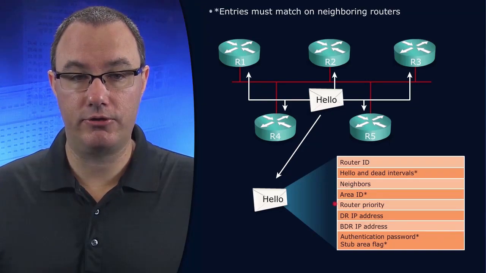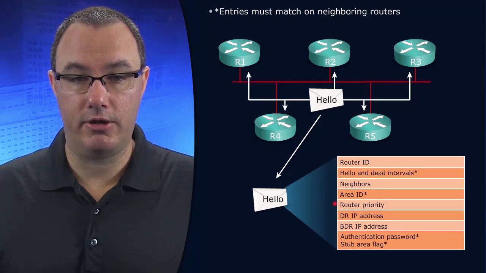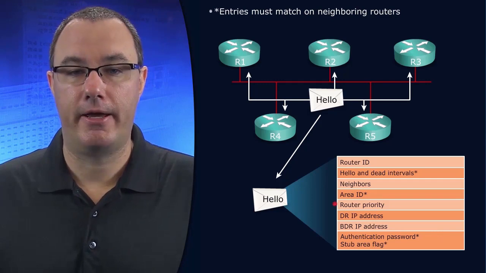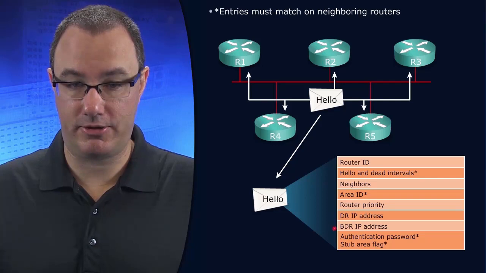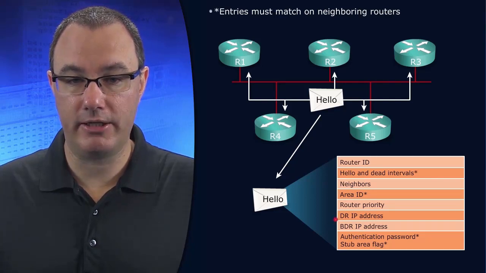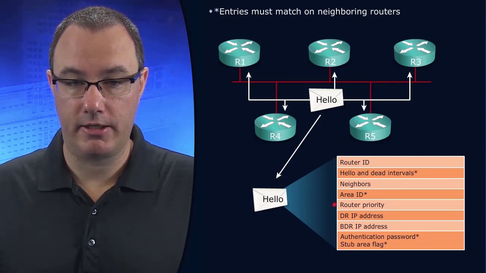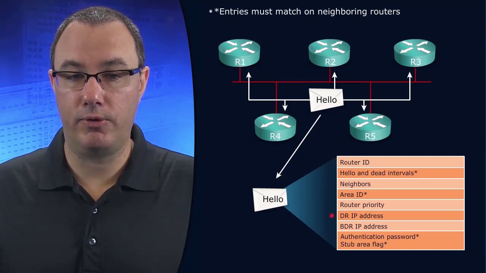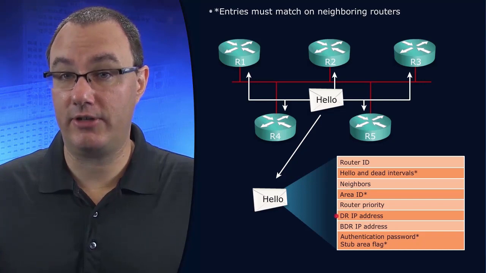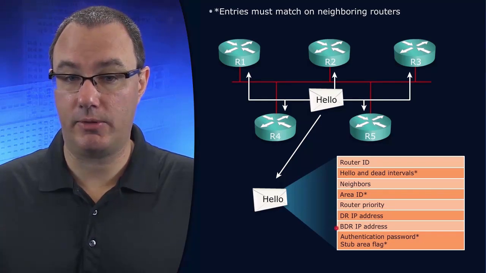There is also, in certain media types, something called a designated router. And there is a backup to the designated router, and we can see their IP addresses there. And the priority is there to influence who is the designated router and the backup designated router.